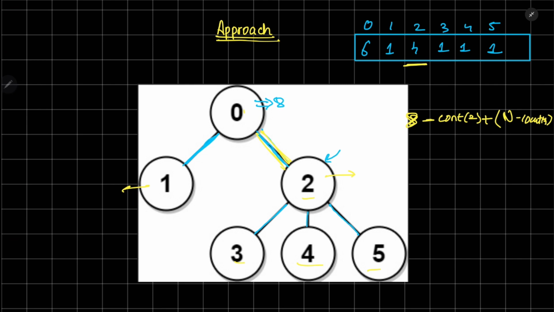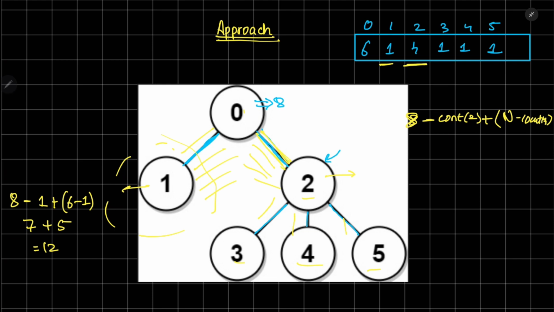And if we see this for 1 also, the answer for this will be 8. So from 8 we will minus the count of 1 now. So the count of 1 is 1, minus 1 plus, now how many nodes are left other than this subtree? That will be the total number of nodes, that is 6, minus the number of nodes rooted here, so that is again the count of 1, that will be 1. So that will be 7 plus 5, which will give us 12, which is the correct answer. As you can see, 1, 2, 3, 4, 5, 6, 7, 8, 9, 10, 11 and 12. So this is also correct.